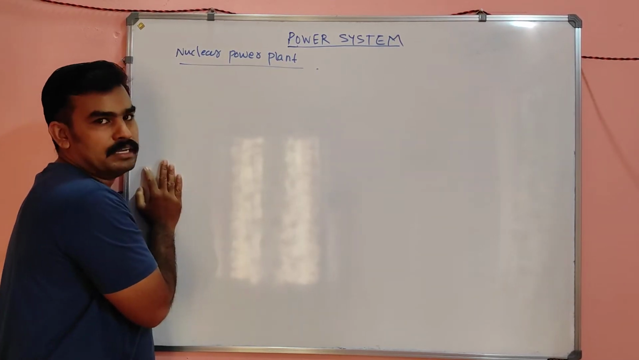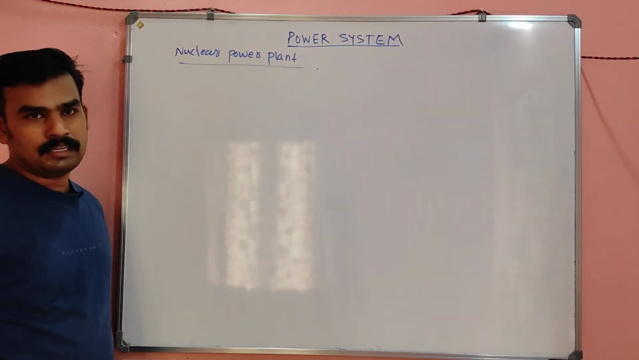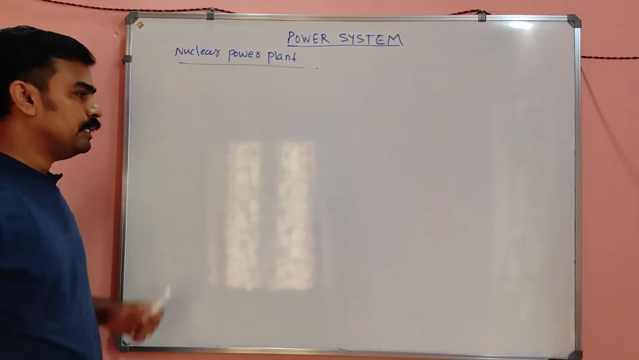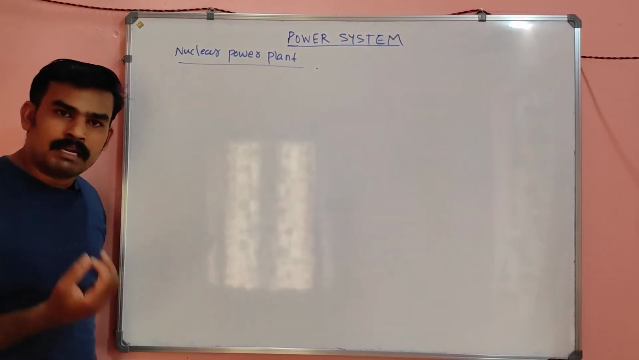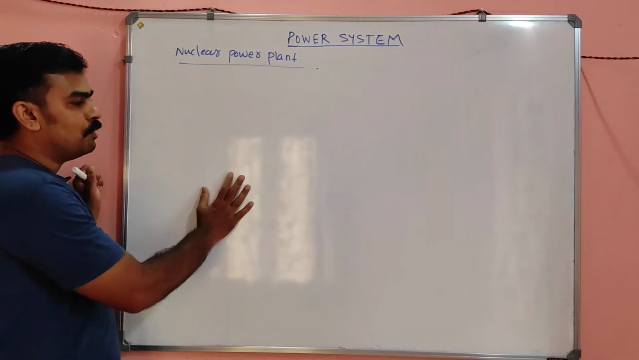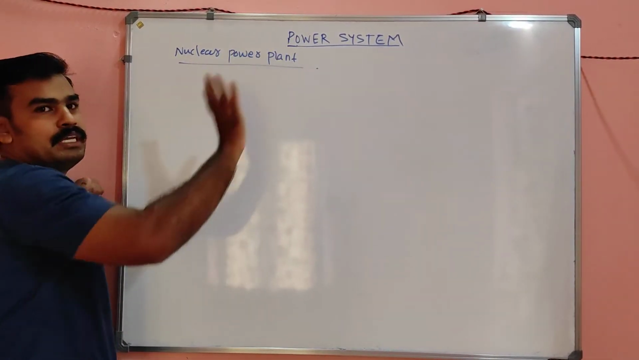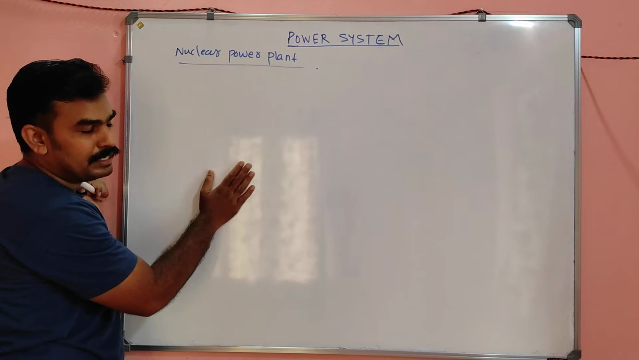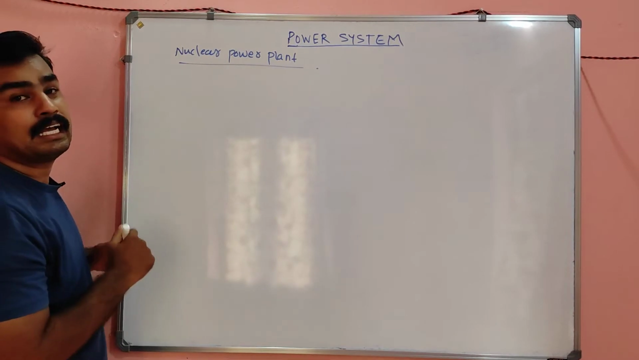Remove that boiler section, my dears. That heating purpose is done by the nuclear reaction. Then it is called nuclear power plant. So the procedure is very similar to the thermal power plant, but there we manually heat the boiler with coal, and there will be a chimney arrangement. In a nuclear power plant there will not be any boiler. Instead of that, the heat is generated by nuclear fission.